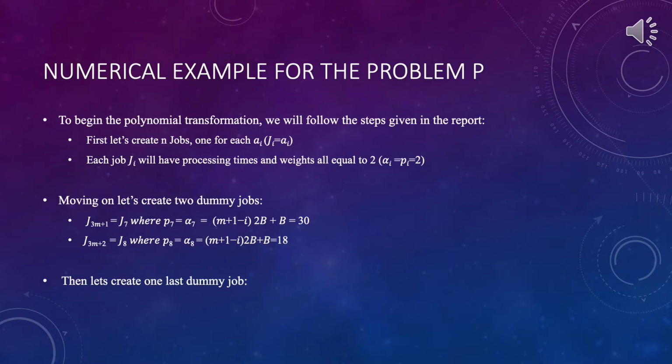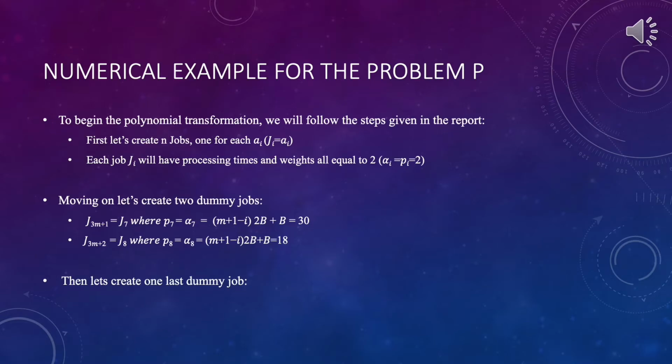So now we are going to offer a numerical example for the problem P to make it all more understandable. So first, we are going to create n jobs, one for each ai. Then for each job, Ji will have processing times and weights equal to ai.